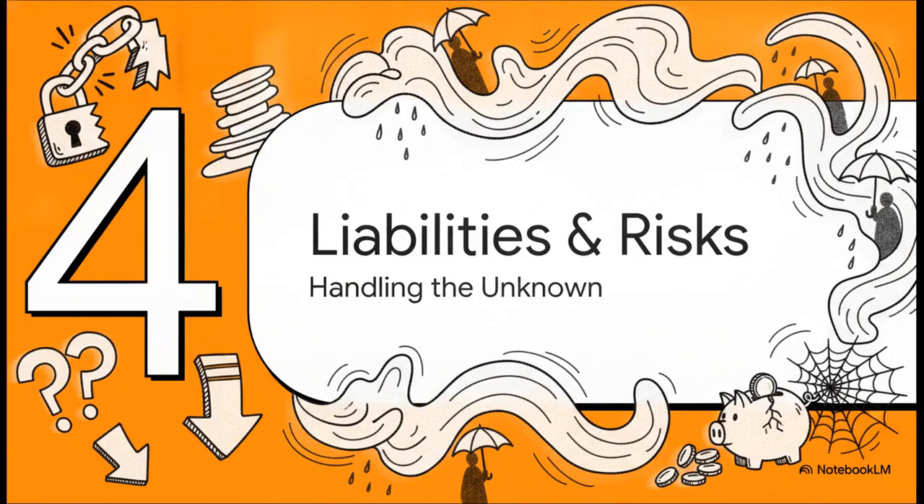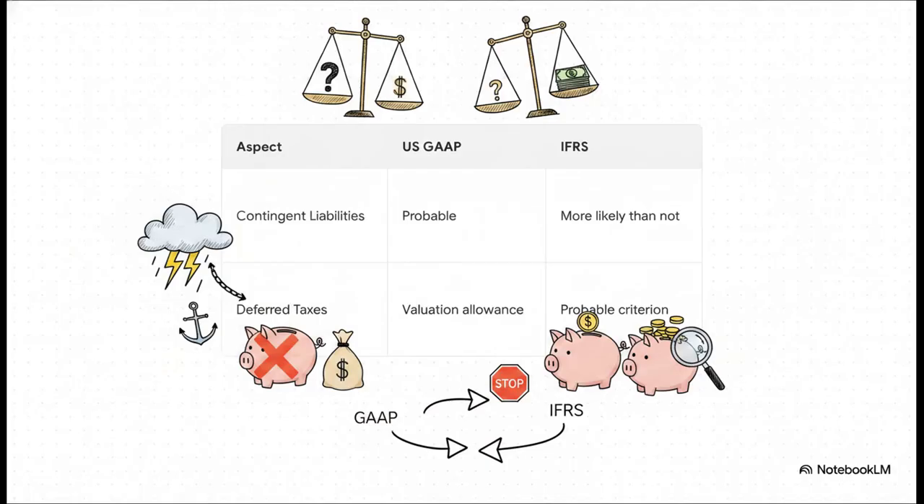Section 4. Liabilities and future risks. Handling the unknown. And this brilliantly illustrates how we shift our focus down the balance sheet. How do these two languages handle the unknown future? Look at contingent liabilities. US GAAP makes you wait until a risk is probable before you recognize it. IFRS triggers recognition much sooner, at a threshold of just more likely than not.